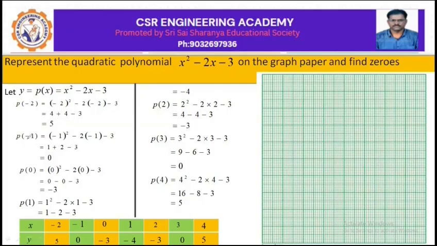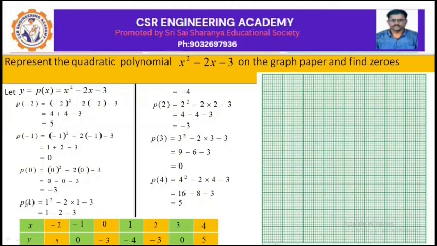5. Polynomial value at x is equal to minus 1, that is p of minus 1 is equal to minus 1 whole square minus 2 into minus 1 minus 3, which is 1 plus 2 minus 3, that is 3 minus 3, 0. At x is equal to 0, polynomial value p of 0 is equal to 0 square minus 2 into 0 minus 3, which is minus 3.